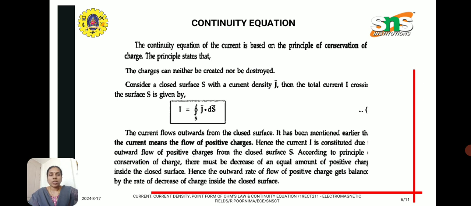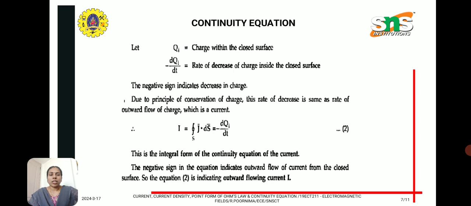According to the principle of conservation of charge, there must be a decrease of an equal amount of positive charge inside the closed surface. Hence the rate of outward flow of positive charge gets balanced by the rate of decrease of charge inside the closed surface. Taking Q as the charge within the closed surface, the rate of decrease is minus dQ by dt. Due to conservation of charge, this rate of decrease is the same as the rate of outward flow of charge. Equating the two, the integral over S of J dot ds equals minus dQ by dt. This is the integral form of the continuity equation.